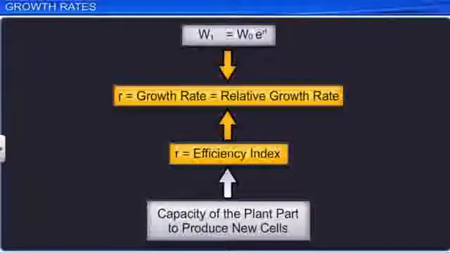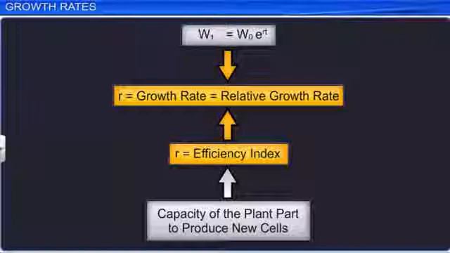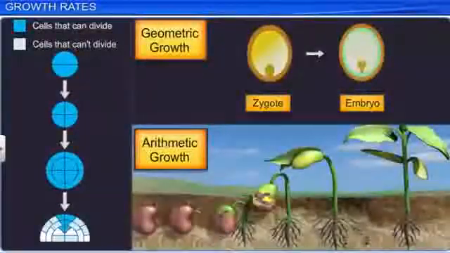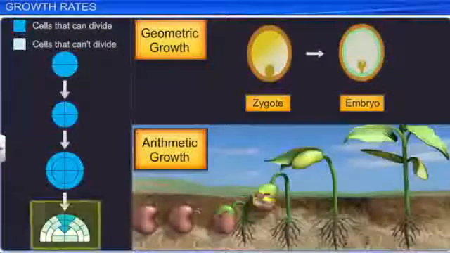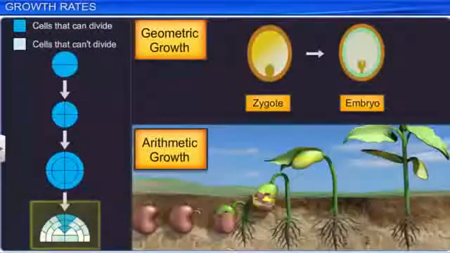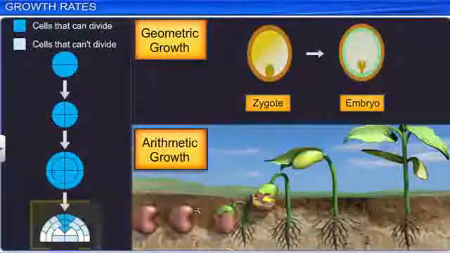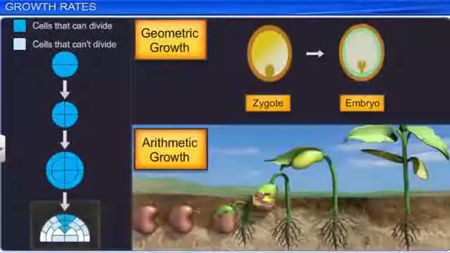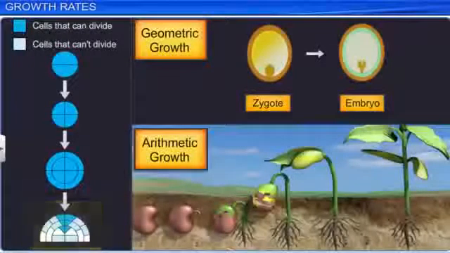The growth rate obtained here is called the relative growth rate. It is also called efficiency index, as it measures the capacity of a plant part to produce new cells. Thus, we can see geometric growth during the development of the zygote to embryo and arithmetic growth in the later stages of development of the seed into a mature plant.